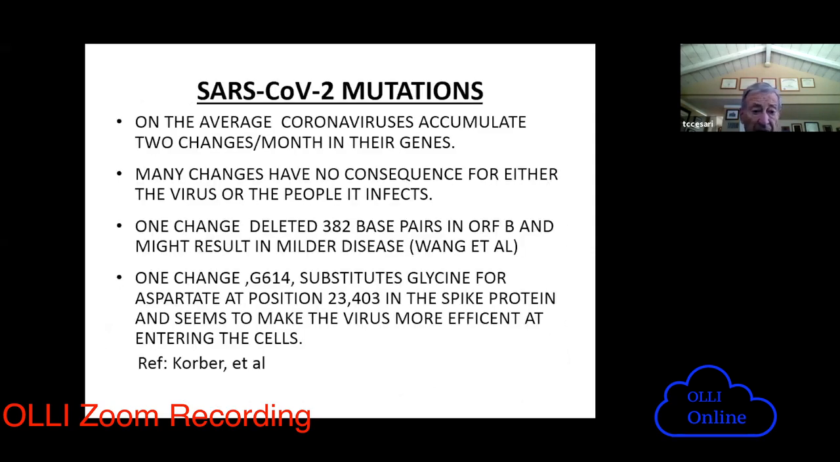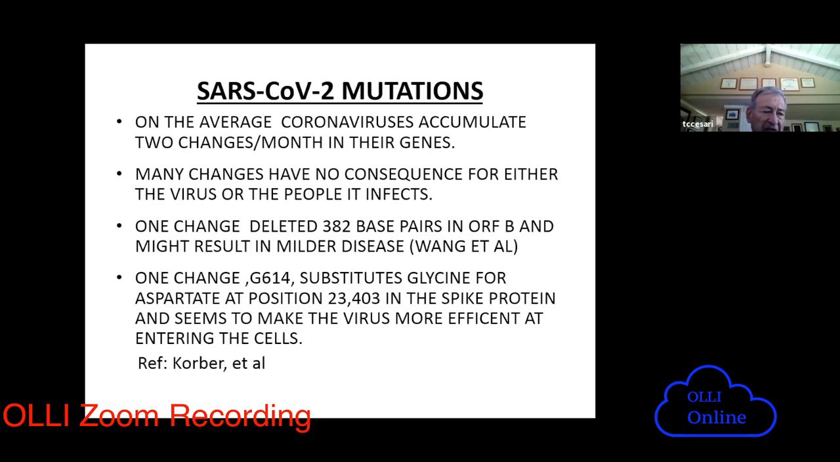We know that this virus is a pretty stable virus, probably a lot more stable than influenza is. People have worried about whether this virus is changing in nature, but actually it changes very slowly. The virus has 30,000 nucleic acid pairs. Of those 30,000, only about 2 change a month. Most of the changes are unimportant.